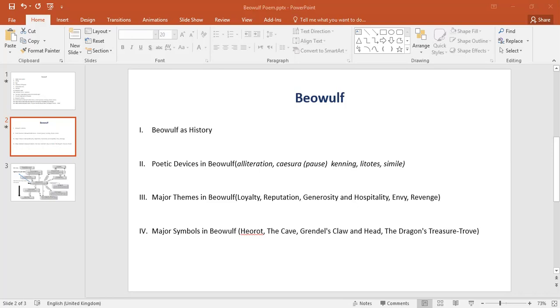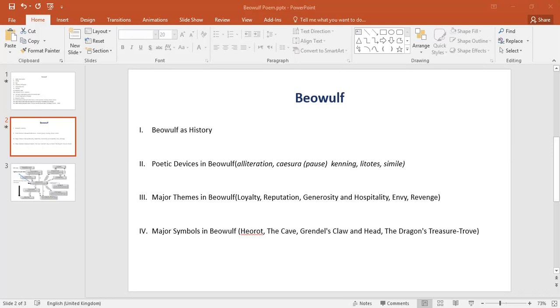One symbol is Heorot, the mead hall. Now, what is a symbol? A literary symbol is something or an object that stands for a significant concept or series of ideas, and often a symbol is emblematic of the values of a character. In Beowulf, some of the most important symbols are Hrothgar's mead hall, Grendel's cave, Grendel's arm and head, and the dragon's treasure trove.